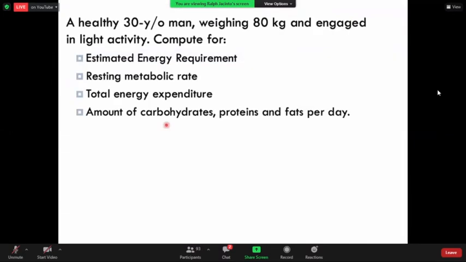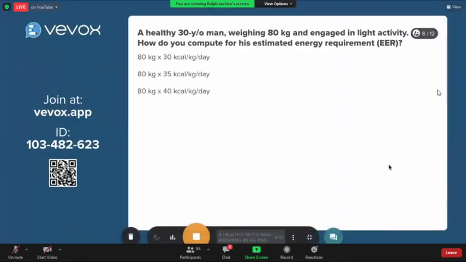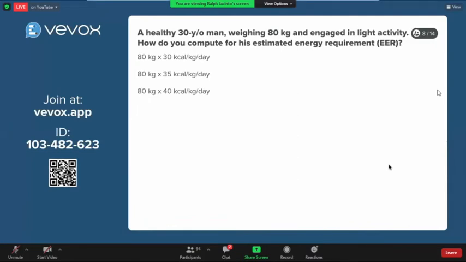Let's go back to this last part. Go back to your VVOX. A healthy 30-year-old man weighing 80 kilograms and engaged in light activity. How do you compute for his EER? What would be the formula?